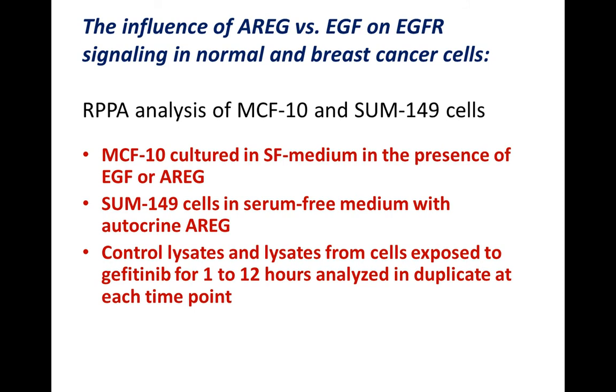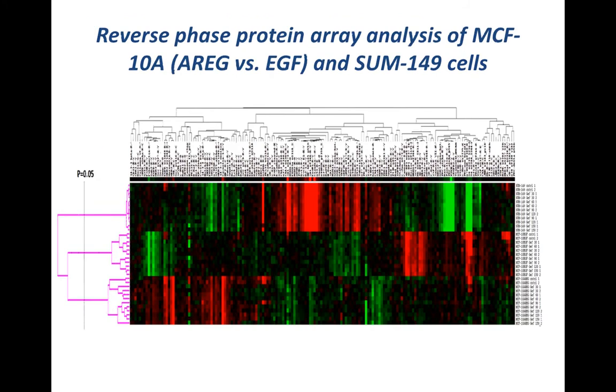We have our SUM149 cells, which are making their own AREG and stimulating themselves through this autocrine loop. And then we have this cool drug, gefitinib, that allows us to turn off the receptor in both cases, and then follow that over time and see what kind of signaling molecules are influenced. And so when you do this really cool experiment, you get results that look like this.